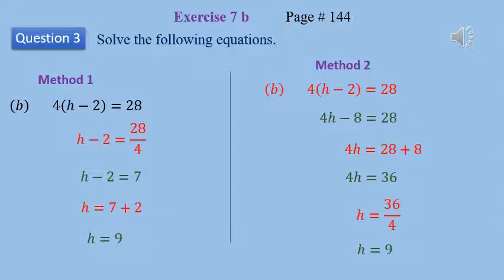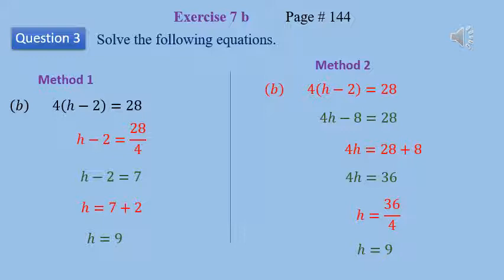Exercise 7b on page number 144. Question number 3. Solve the following equations. Part B. 4 multiply h minus 2 is equal to 28. We can solve this equation by two methods. In the first method, in the equation 4 is multiplying with the bracket h minus 2. On the other side of the equation, 4 will divide the 28. So we have h minus 2 is equal to 28 over 4. After solving the equation, the value of h is 9.